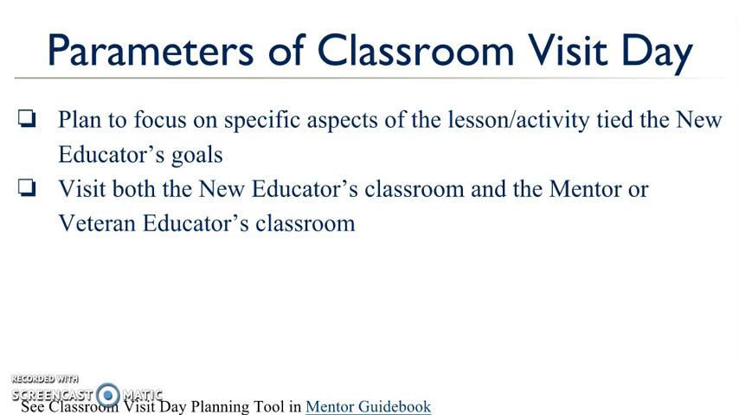The next parameter is to visit both the new educator's classroom and the mentor or another veteran educator's classroom. So we say mentor or veteran educator because sometimes the mentor is in a role that's different from the educator's role, and so it would be more meaningful for them to see someone who's in their specific role. And so the mentor will help organize and facilitate a visit in someone else's classroom, but then the mentor would be the one that would be visiting the new educator's classroom, potentially with the veteran as well, but this would occur in both rooms, so with a new educator and a veteran.